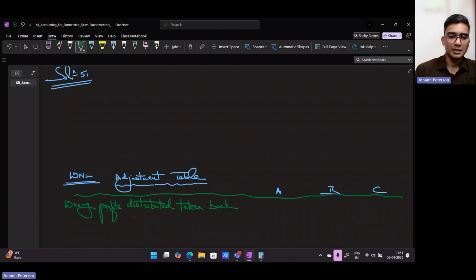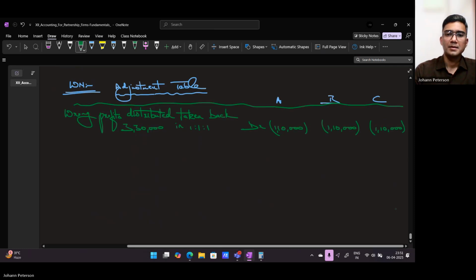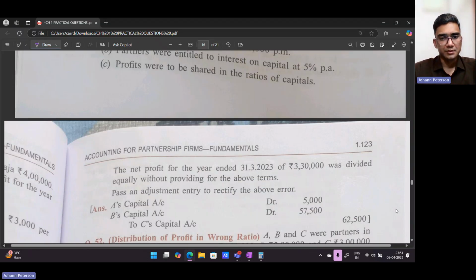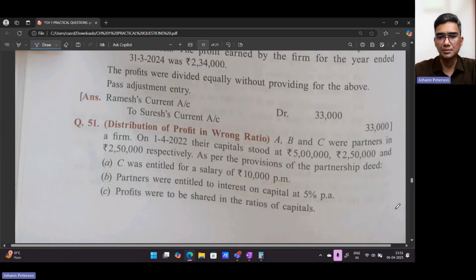So 330 equally, that is 1 is to 1 is to 1, debit. Amount is 1,10,000. So we've taken back our wrong profits. Now let's give things which we are supposed to.